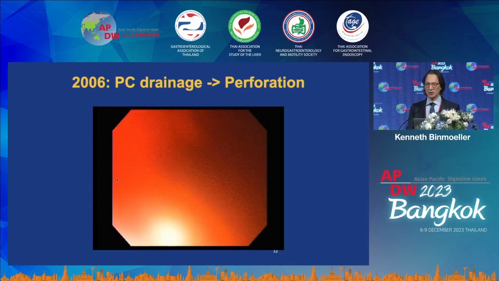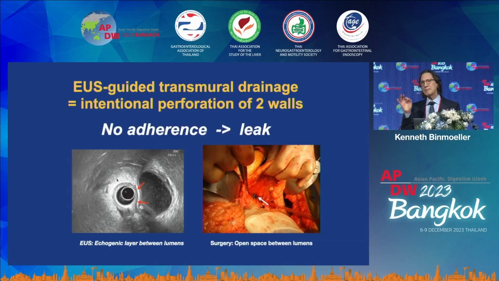This patient ended up having to go to surgery, had a number of complications after surgery with a not so pleasant outcome. We must remember that when we perform EUS-guided transmural drainage, it is an intentional perforation of 2 walls, the bowel wall and the target wall. And if there is poor adherence or no adherence, such as the gallbladder or the small bowel, as you just heard, there's a significant risk of leak.